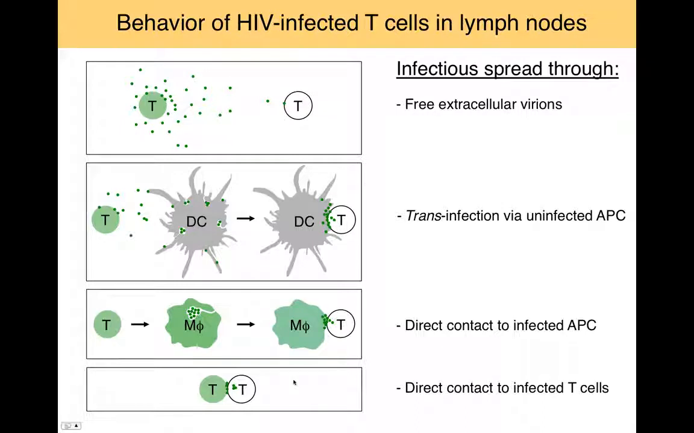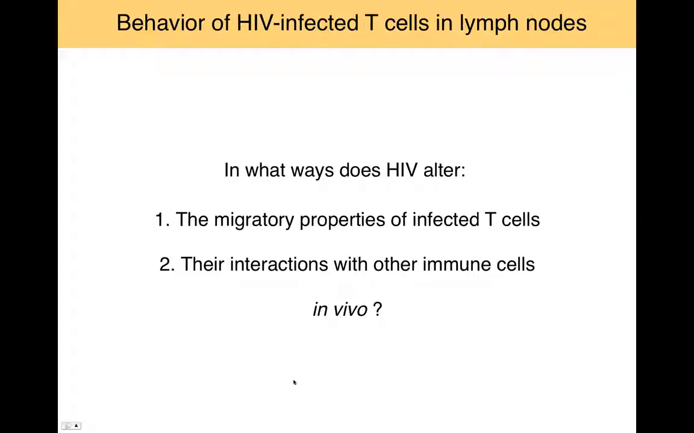So we thought we would start to look at these things in humanized mice and to address some very basic fundamental questions. So how does the migratory property of HIV-infected cells change compared to uninfected cells? And how are possibly the interactions with other immune cells changed when they're infected with HIV? And how is this occurring in vivo?